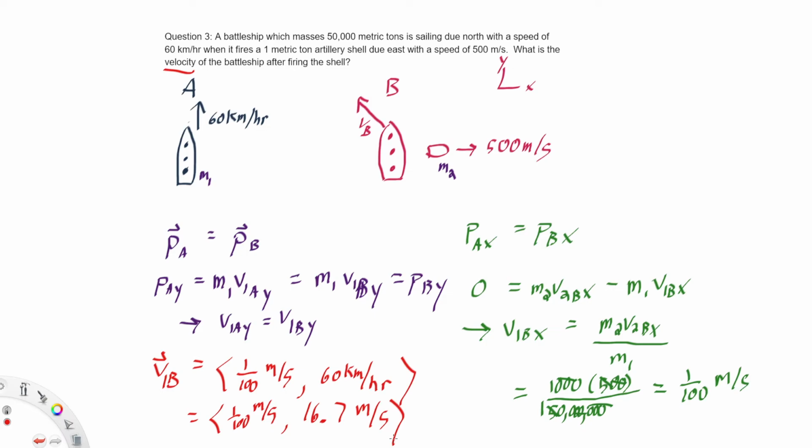If you use the Pythagorean theorem to get a number for the overall velocity, it would be approximately just 16.7. Because the x component of the velocity is so small compared to the y component that it only changes the angle by 0.03 degrees. So with any reasonable number of significant figures, you won't even notice a difference.